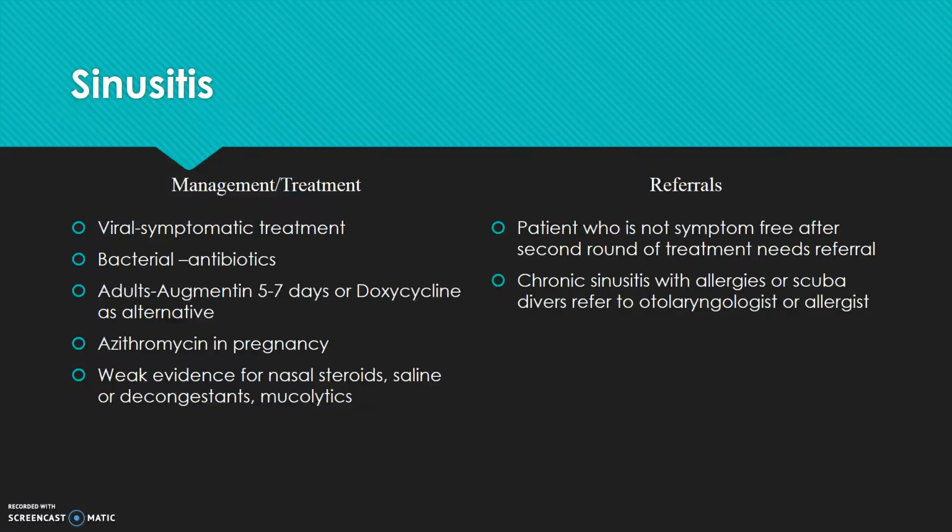Management and treatment. Treatment for sinusitis that's viral is symptomatic; bacterial, antibiotics, and in adults, usually Augmentin 5 to 7 days or doxycycline as an alternative. I'll be honest, old school, I'm not using the evidence right now. I was taught to treat longer because sinusitis can be hard to penetrate. But as I'm reviewing the evidence, and I want to practice evidence-based medicine and reduce antibiotic resistance, I do choose to go by the guidelines. Azithromycin is perfectly fine in pregnancy, or that's the best choice.